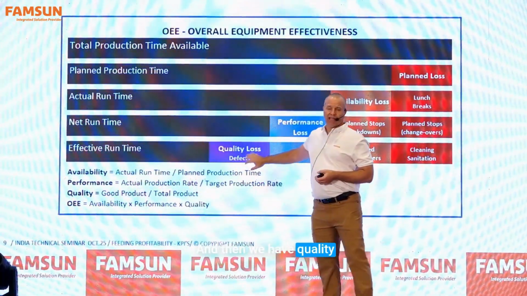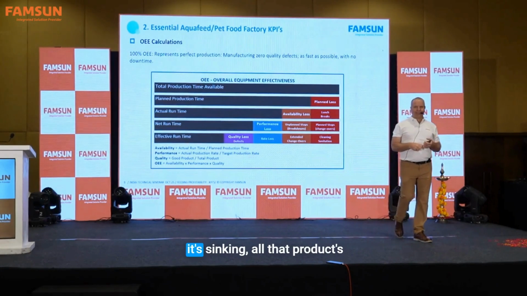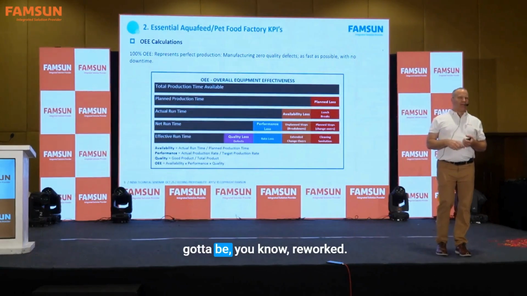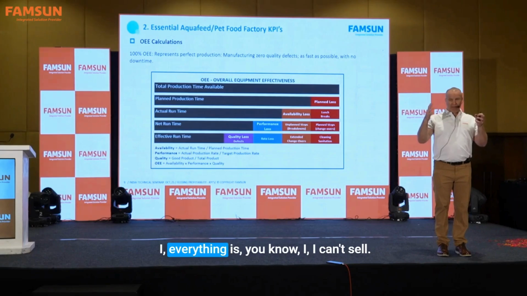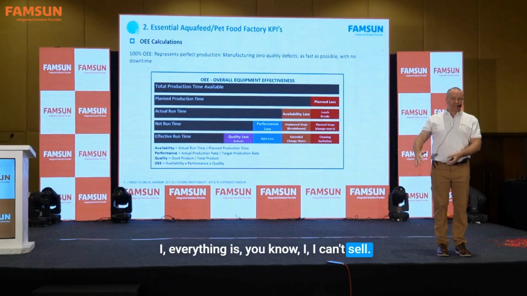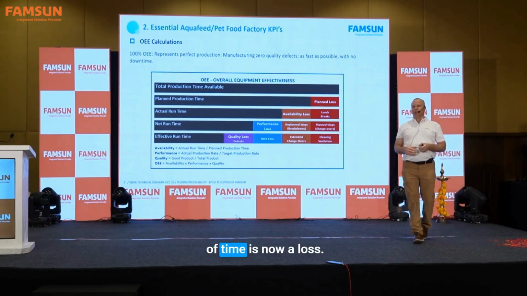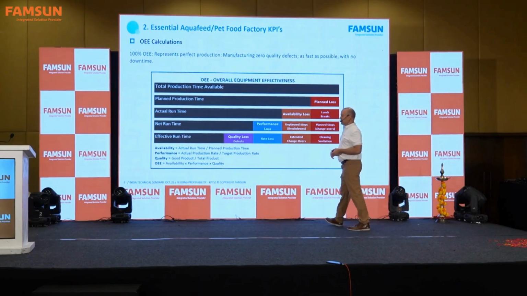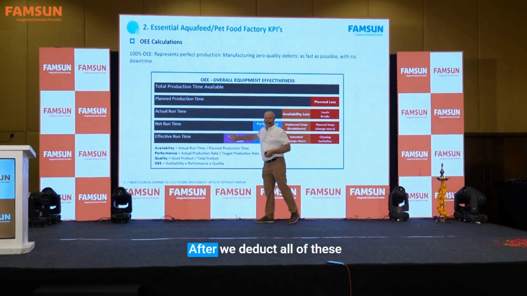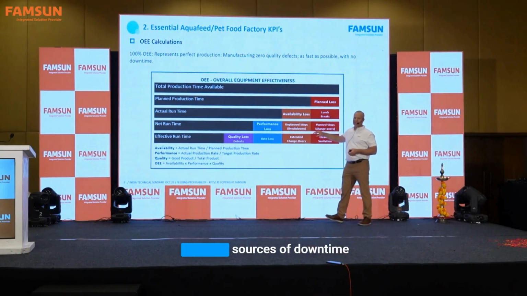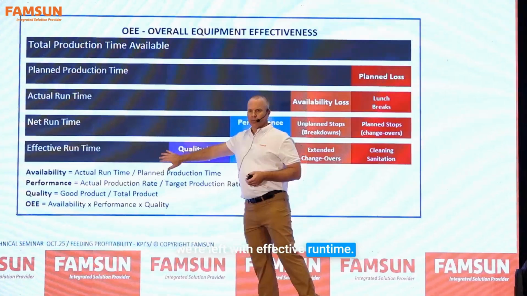And then we have quality losses, defective product. If I'm making a floating feed and it's sinking, all that product's got to be reworked. That runtime, everything is, I can't sell it, has to be reworked. So that complete duration of time is now a loss. So that ends up here, we end up with effective runtime, after we deduct all of these different sources of downtime.